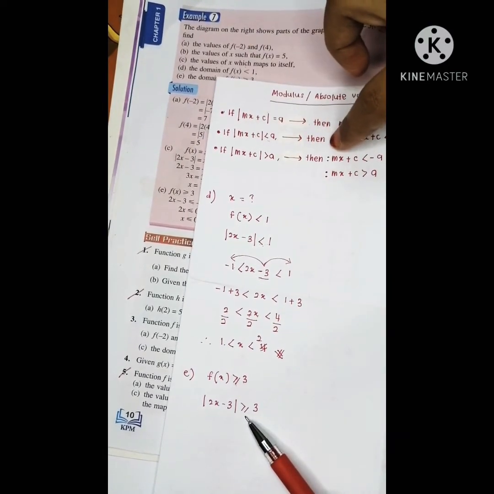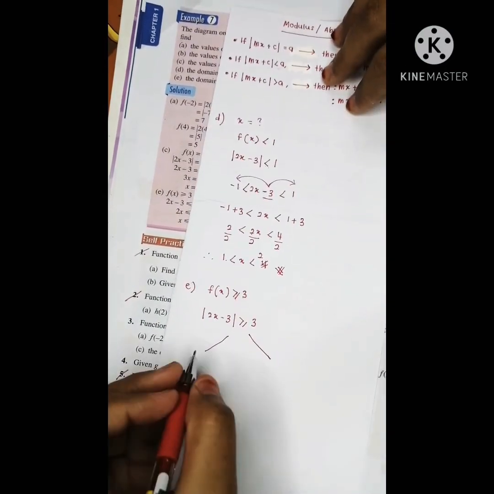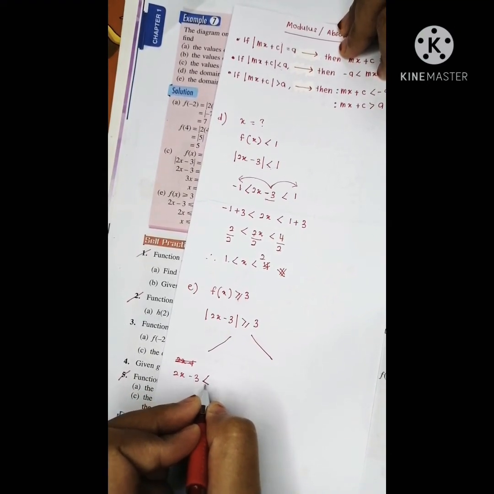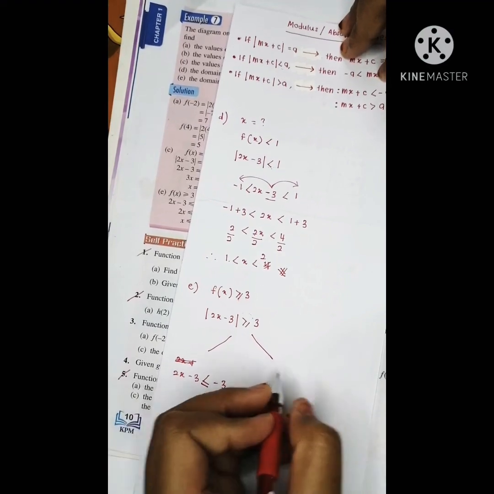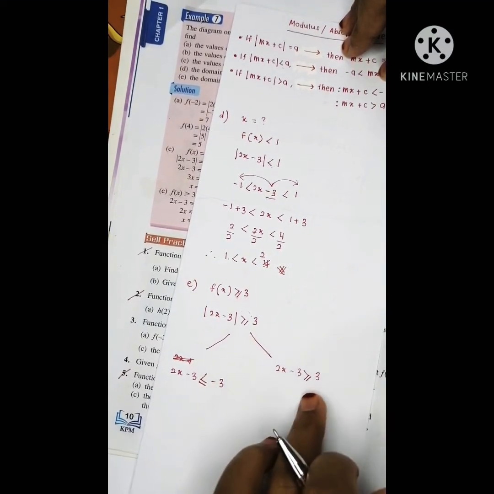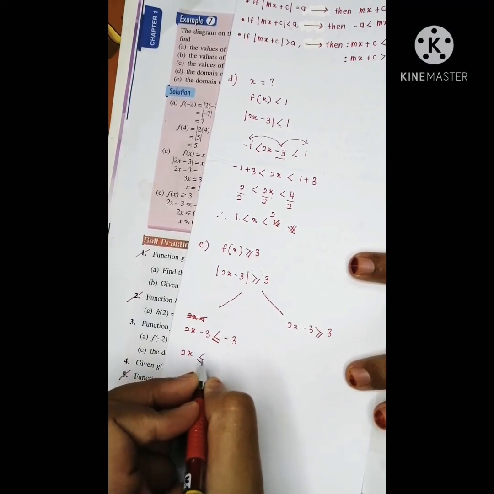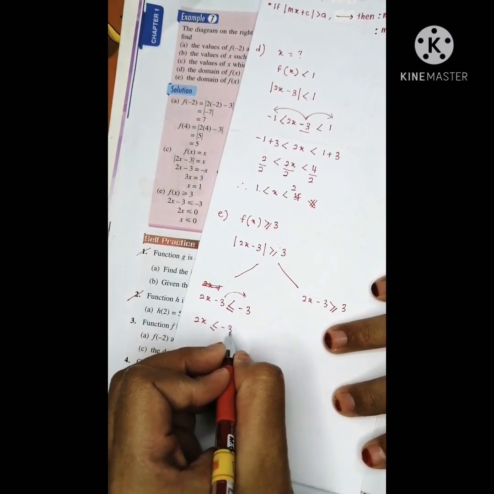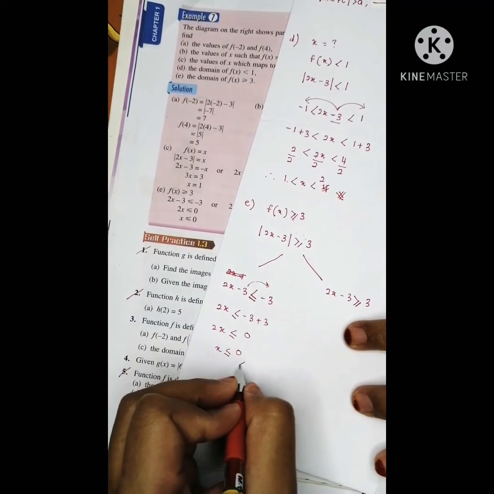Now how to solve the modulus? You need to divide into two parts. 2x minus 3 less than or equal to negative 3, you need to apply the original question, so put equal to. And the other part, 2x minus 3 greater than or equal to 3. Don't forget this one. Then you can solve these inequalities. 2x less than or equal to negative 3, bring it to the right, so you got negative 3 plus 3. 2x, you got 0, and then x is equal to 0. This is the answer for the first part.